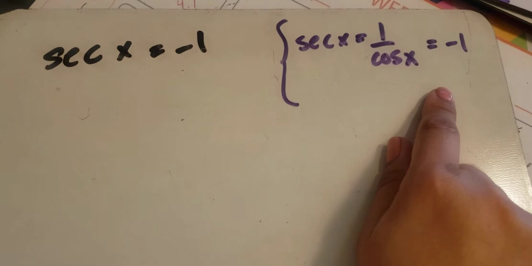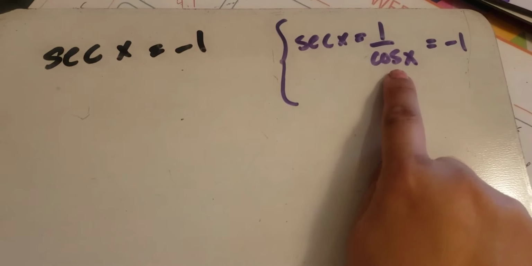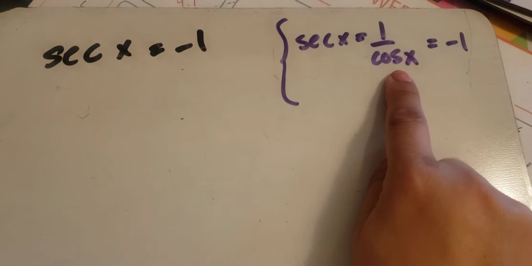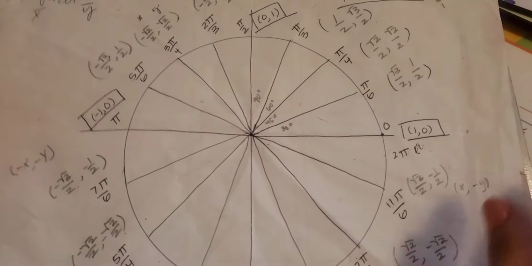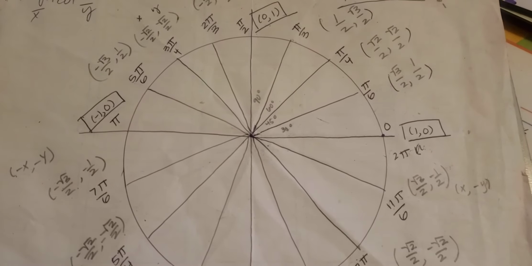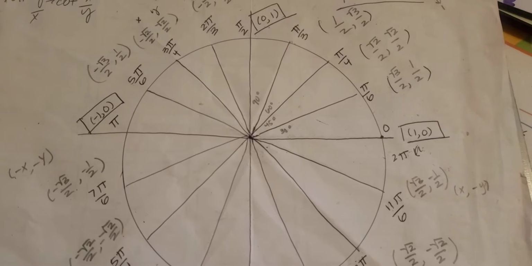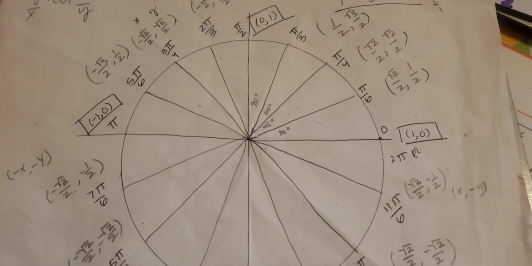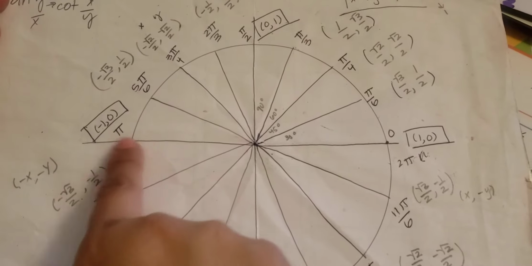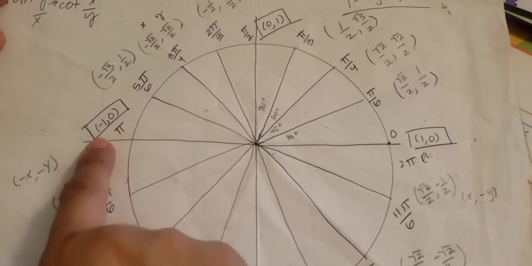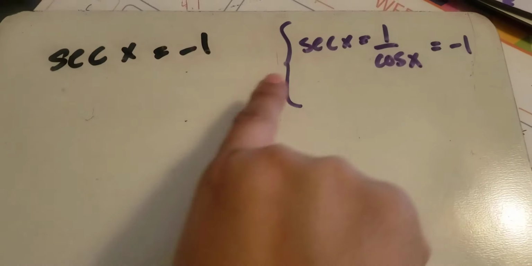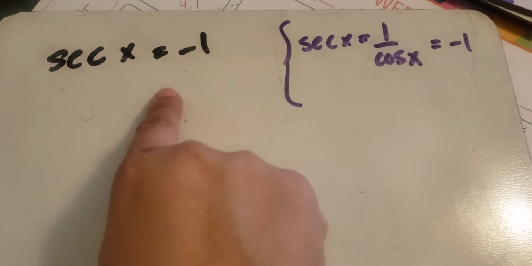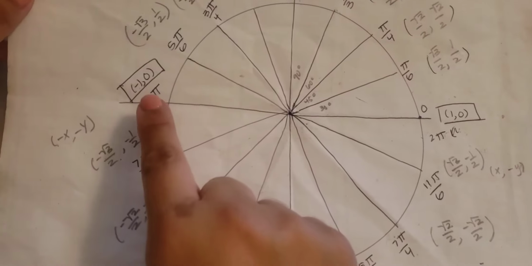So we're basically going to look at our x value, okay? So here we go. When does x equal -1? Well, that only happens at one point, and that only happens at pi. See? And what's the reciprocal of -1? Well, it's still -1. So secant of x equals -1. That only occurs at pi.